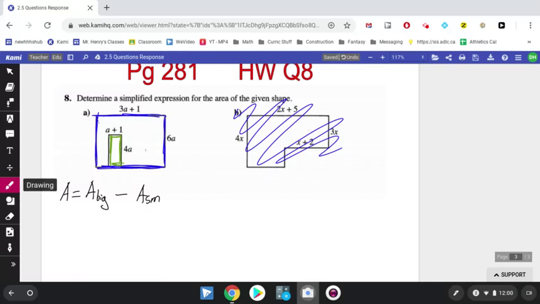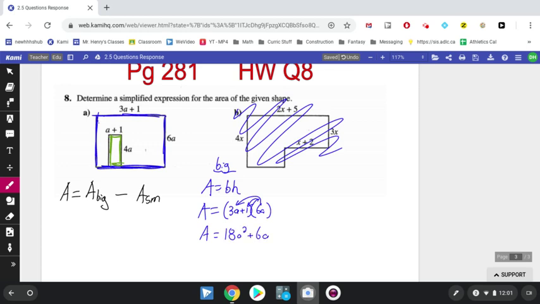So let's go through. Area of the big one. Base times height. That's how I find the area of a rectangle. In this case, the base is 3a plus 1. That's the longer dimension, okay? And the height is 6a. And I would use the distributive property. Distribute that in, 18a squared plus 6a. Okay, that is a great area to have. I'm going to use that later.